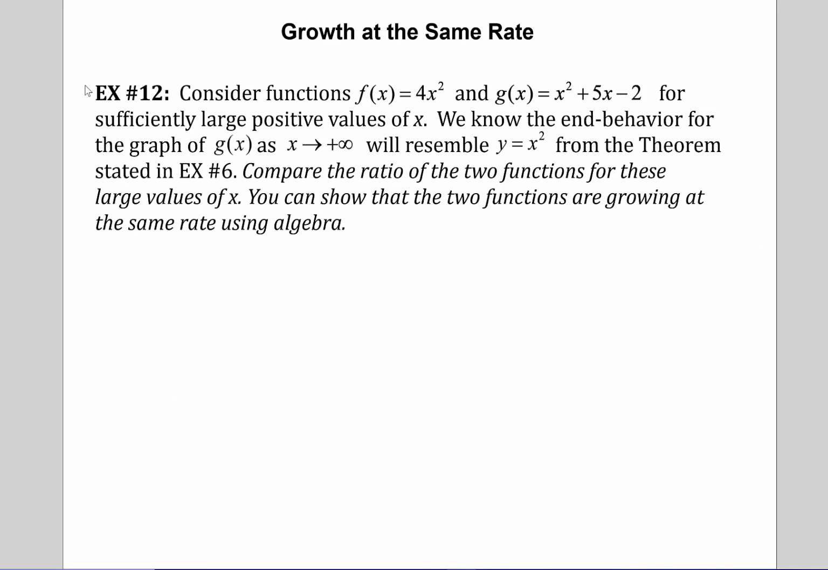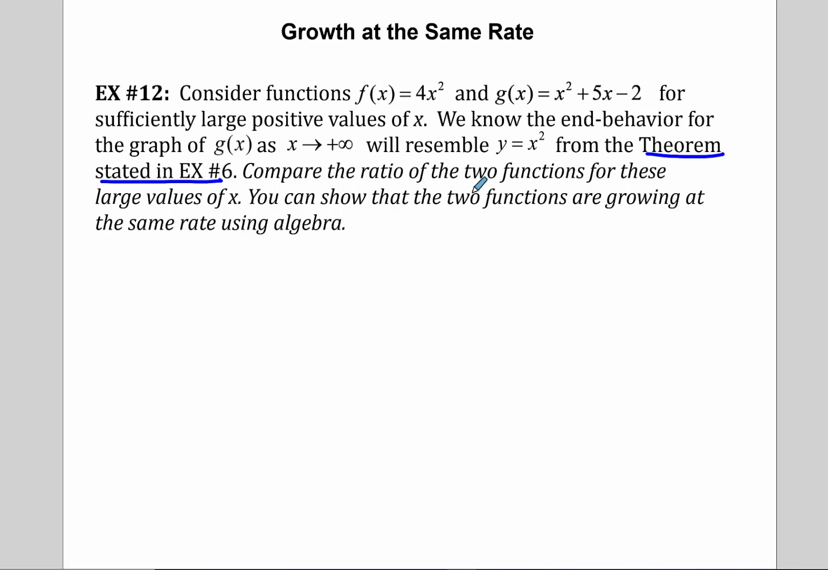So let's see about these 2. We got 2 more to go. Consider the functions 4x squared and x squared plus 5x minus 2 for sufficiently large positive values of x. We know the end behavior of the graph of g is positive infinity, and it's going to resemble x squared from the theorem that we had right in example 6.